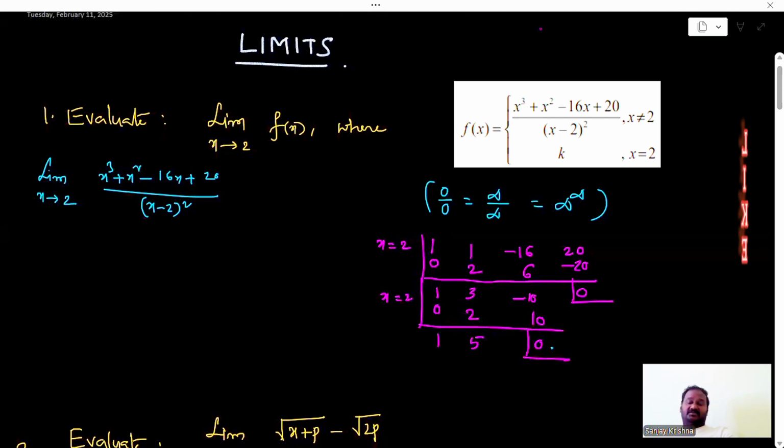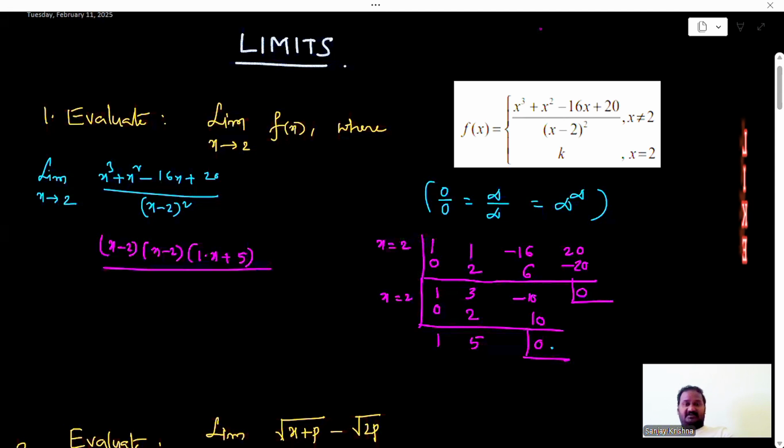Now, x minus 2 is 0, so x equal to 2 is a 0. x minus 2 is a factor. And then x is equal to 2, again one more 0. So one more factor is x minus 2. And the third factor is this. These two are the coefficients. Since it is the third factor, it means a linear factor, so it is going to be 1 into x plus 5.